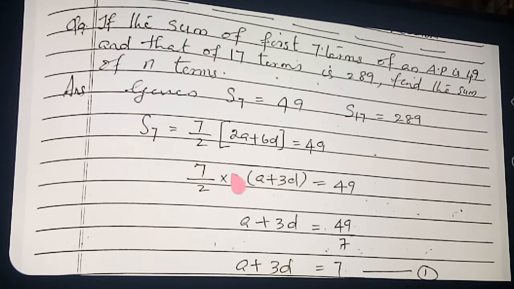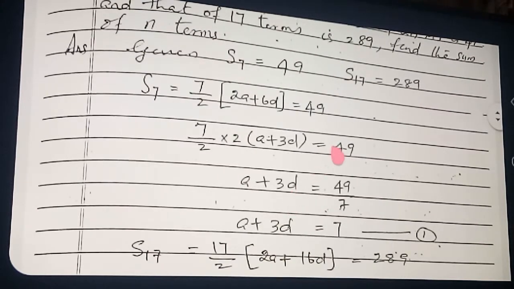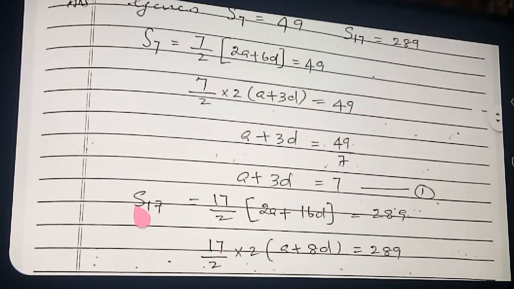So this 2 and this 2 will cancel, and this 7 is multiplied with this term, so that will divide here. Together the teacher has done that. Okay, a plus 3d is equal to what is coming? 49 by 7. So a plus 3d is equal to 7. Equation number 1.